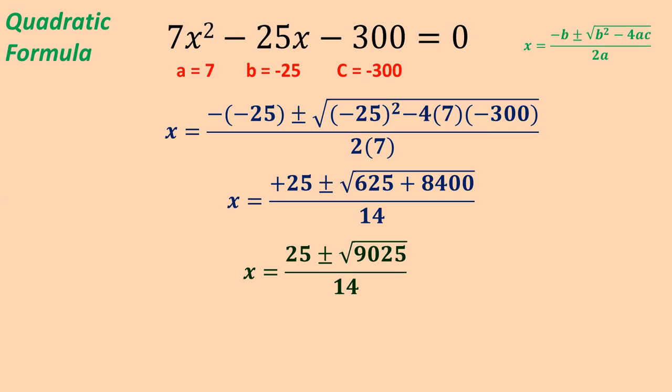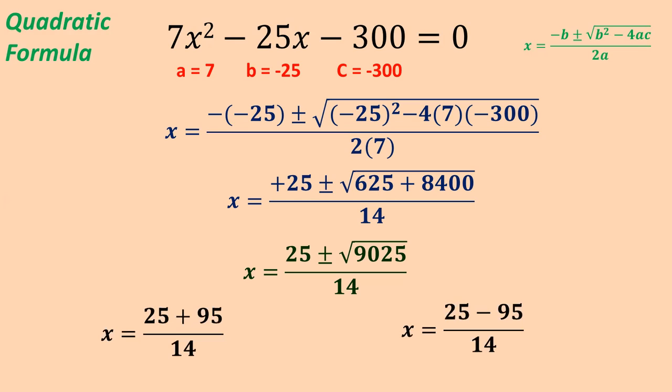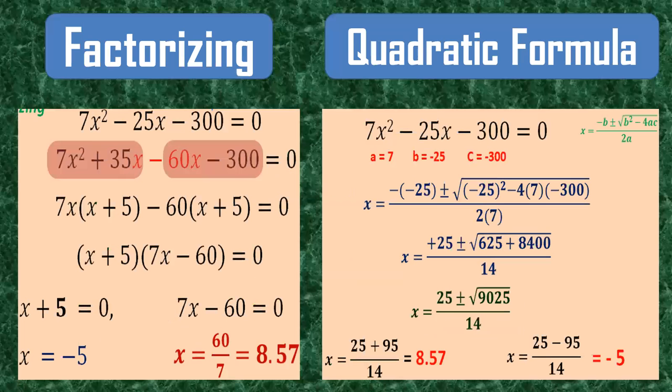If you take the root of 9,025, this will become 95. So 25 plus 95 divided by 14 one time, and 25 minus 95 divided by 14. So we can figure out the answer. This will become 8.57, and here it becomes minus 5. So you can compare this answer. If you're solving by the factorizing method or the quadratic formula, both answers are coming the same.